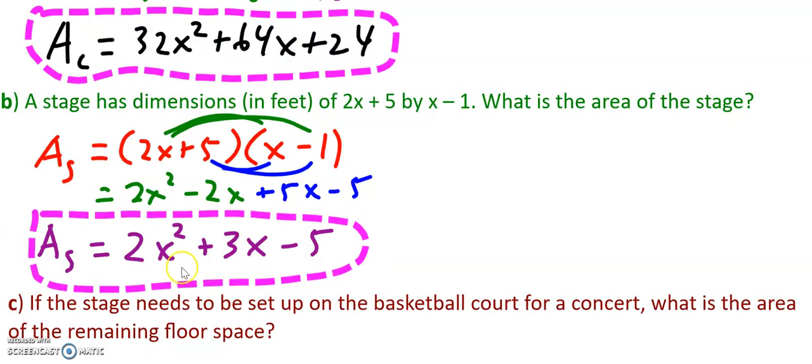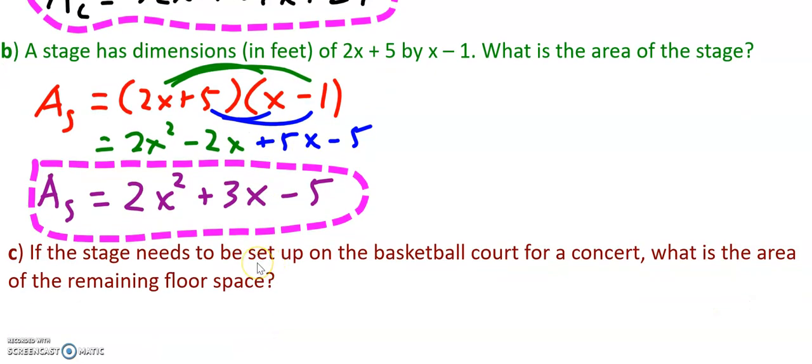All right, so hopefully you got the area of the stage, and again here I'm just calling it A sub S so that I'm not confusing it with the area of the court, is 2x squared plus 3x minus 5. I got that by taking one dimension, 2x plus 5, and multiplying it by the other dimension, x minus 1. I distributed it carefully, combined like terms, and I got my area, 2x squared plus 3x minus 5.